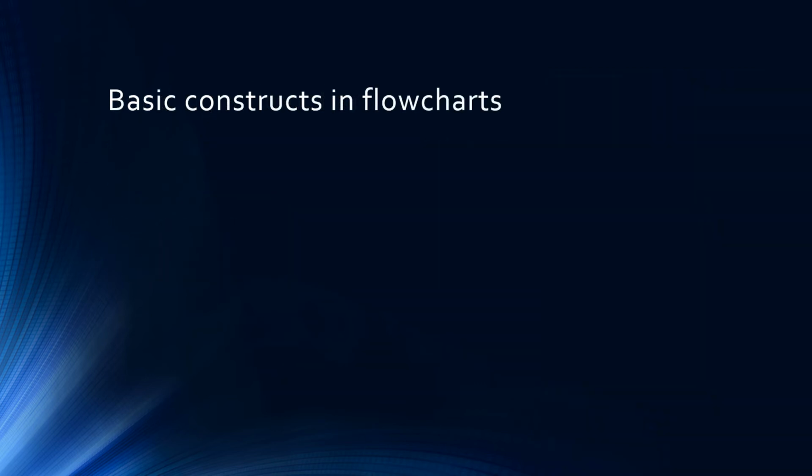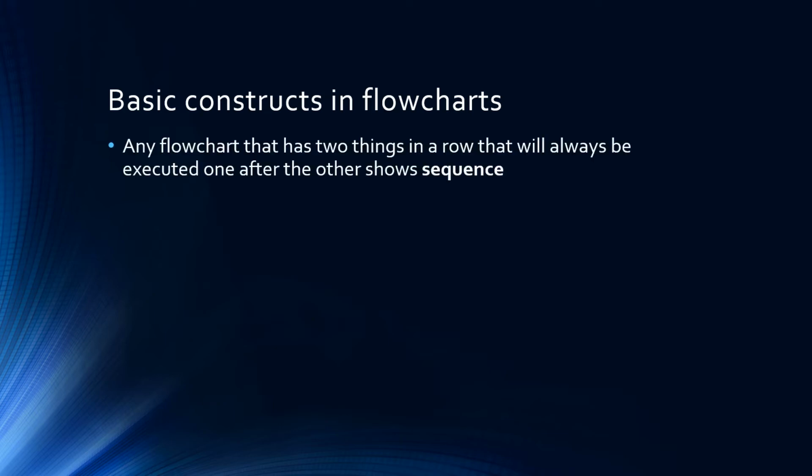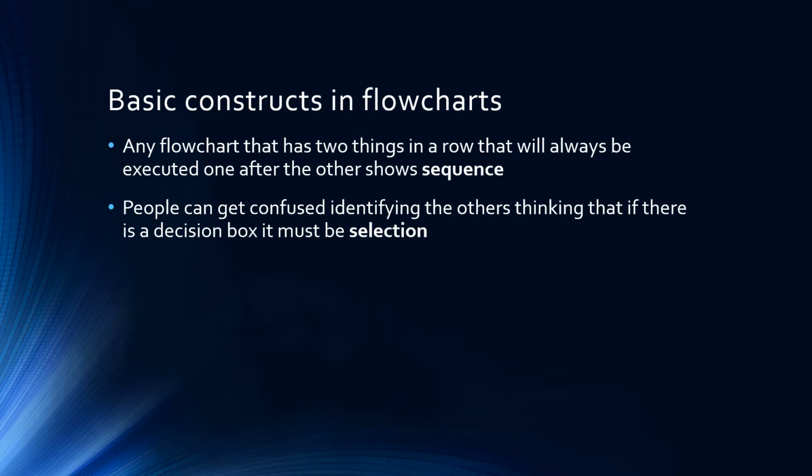It's important for the Paper 1 exam to be able to identify the basic constructs in flowcharts. Pretty much all flowcharts show sequence. Anytime there is one box connected directly to another, so they will always happen one after the next, that's an example of sequence.